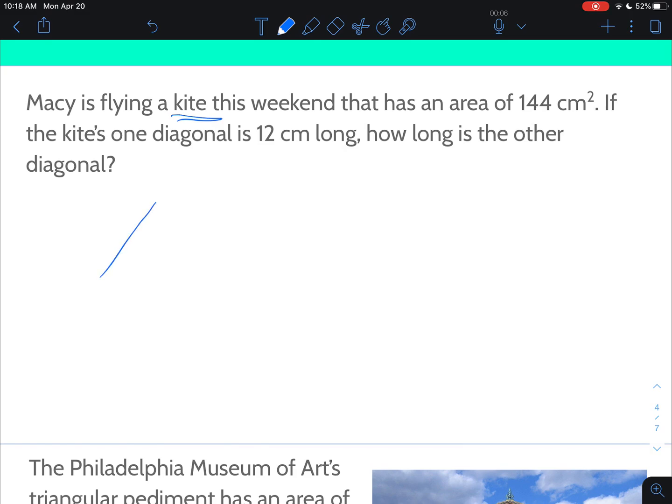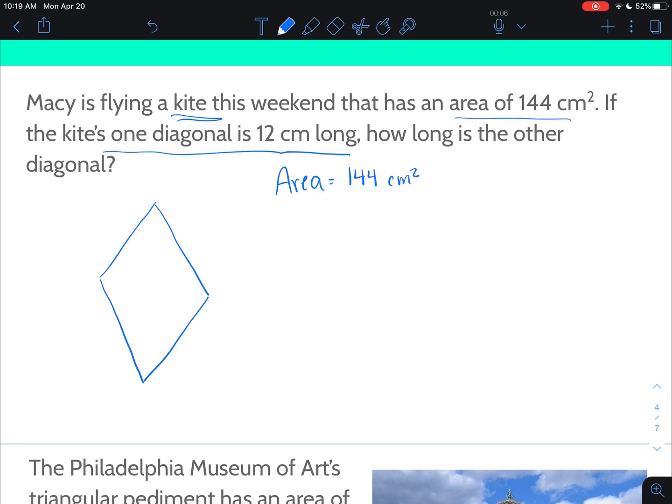If you use your formula sheet, I'll show you in a second, we're talking about a kite here. She's flying a kite this weekend that has an area of 144 square centimeters. So I'm going to write that down. If the kite's one diagonal is 12 centimeters long. So this is the kind of rhombus where they're talking about the diagonals.